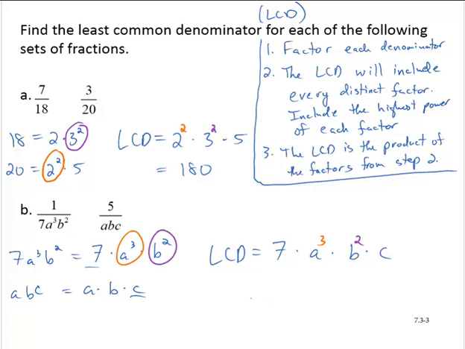And so then the LCD is 7 a cubed b squared c.